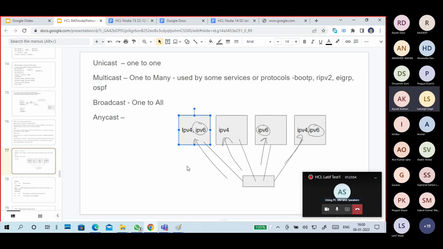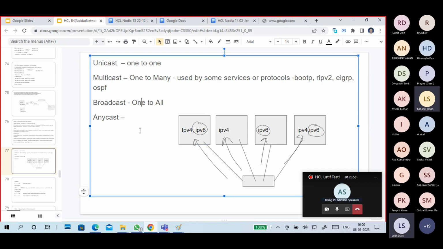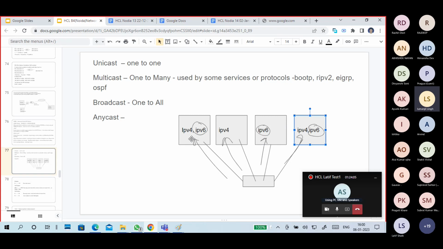No problem. So what is the example of broadcast and Anycast? Look here, guys. I have 4 devices. This device has IPv4 and IPv6, both protocols enabled. This is only IPv4. This is only IPv6. This is IPv4 and IPv6. Now a device is sending a broadcast message. Broadcast means to everyone. So all connected devices receive it, whether IPv4 or IPv6. The packet will go to every device.